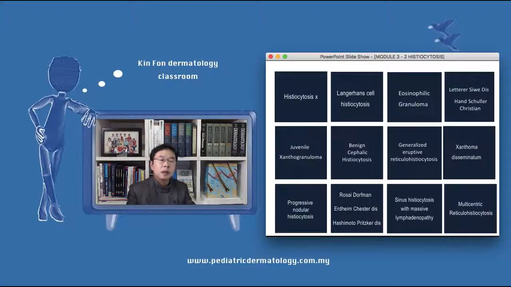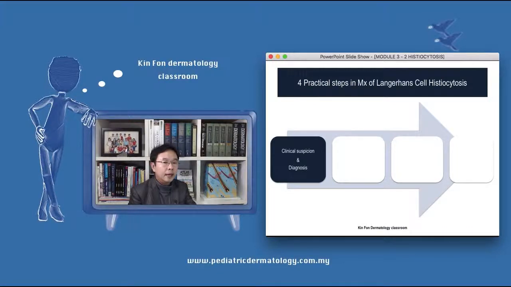Today I'm going to focus on childhood histiocytosis, which are the Langerhans cell histiocytosis, and non-Langerhans cell histiocytosis, which include juvenile xanthogranuloma and benign cephalic histiocytosis. As far as Langerhans cell histiocytosis is concerned, we need to have a high index of suspicion before you go for a biopsy to confirm the diagnosis. There are 4 practical steps that I would like to share today. I would like to start with a high and broad index of suspicion.